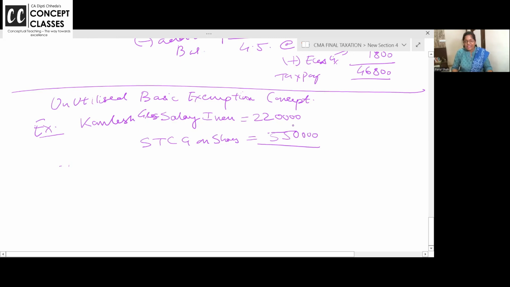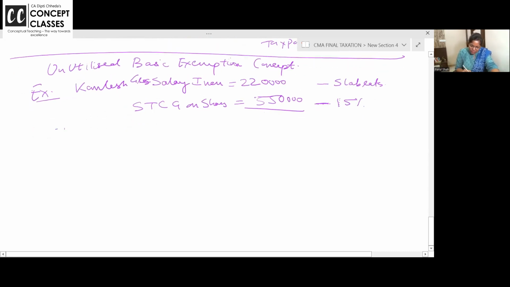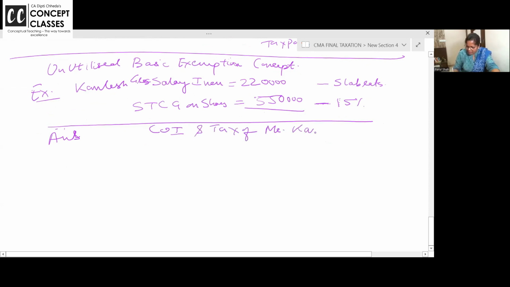Kamlesh's gross salary is 220, short-term capital gain on shares is 550. Now, you know, salary income is taxable at what rate, dear students? Slab rates. This short-term capital gain on shares is special income, taxable at what rate? Special 15. Yeah, 15% flat. Very good. Now, let us solve it as an answer. Computation of income and tax of Mr. Kamlesh.